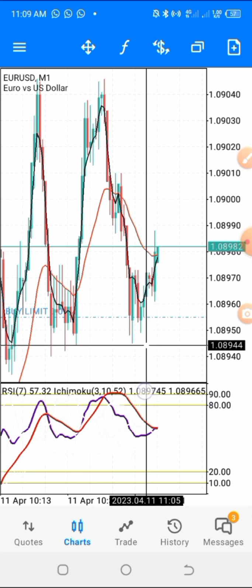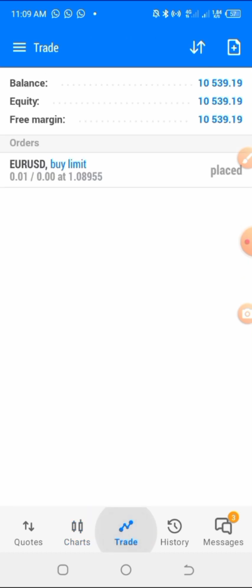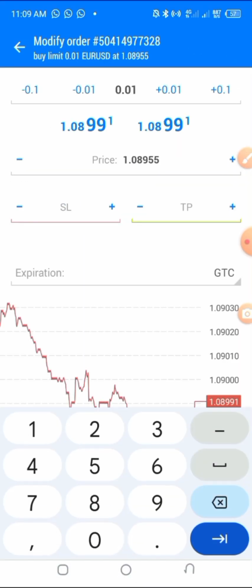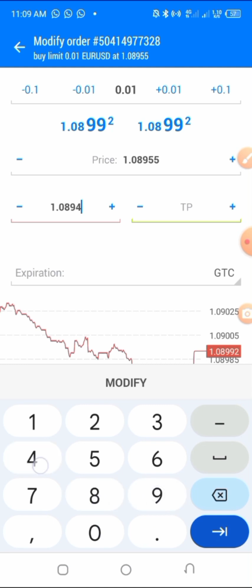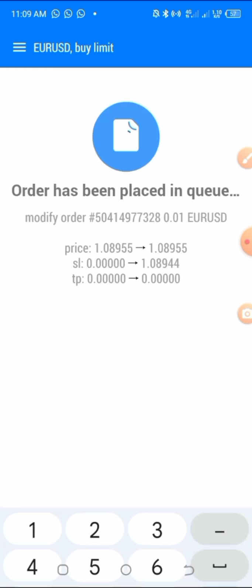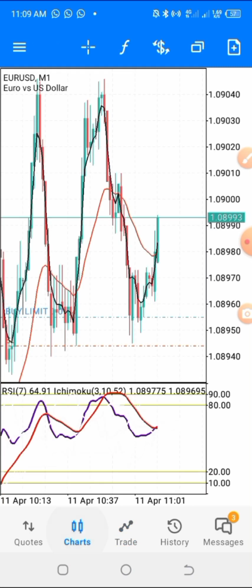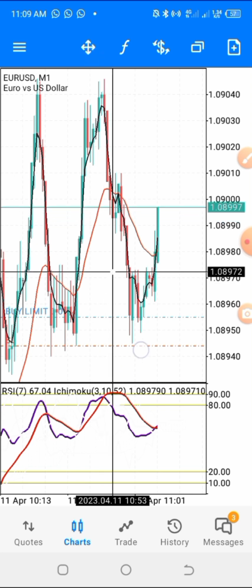For example, you put your stop loss at 1.0 89.44. You go back, you click here, then you tap and hold, go to modify, then you put there the figure you copied, 89.44. You modify. I have not set the profit yet. But remember, it is not yet triggered. So if it comes back and triggers and goes above, then I can make some cool cash.